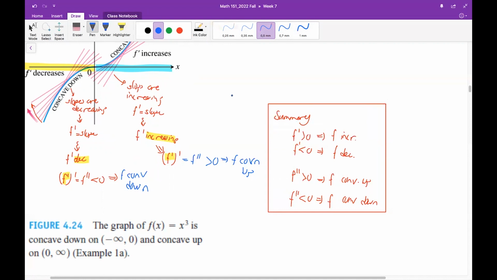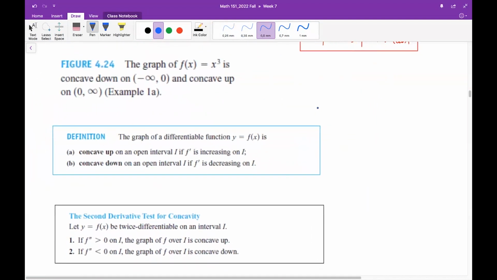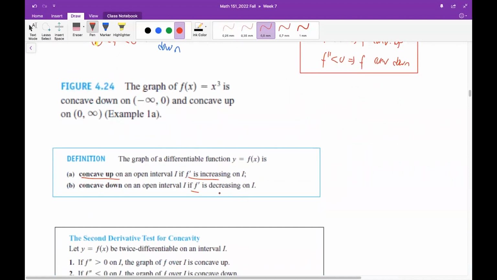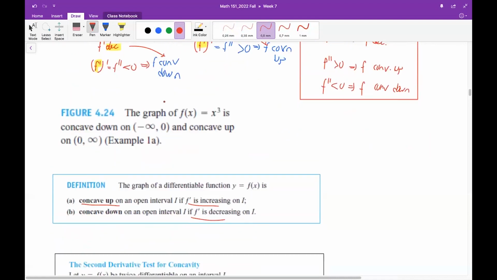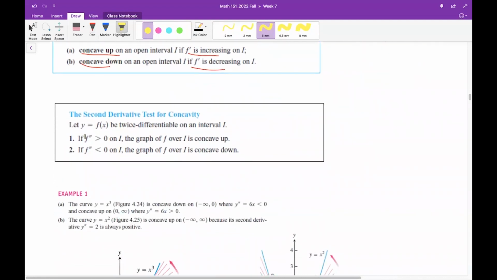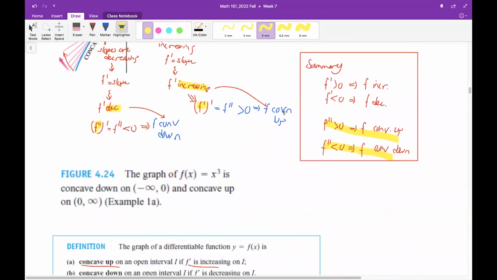Okay, so let's move on and use this concavity test for a function in an example. Okay, these are what we have written above. If the first derivative is increasing, we already covered that, your function is concave up. If the first derivative is decreasing, your function is concave down. Then you can relate this information to the second derivative function. If it is positive, your function is concave up, negative concave down, which we have already summarized here. Okay, so let's move on.